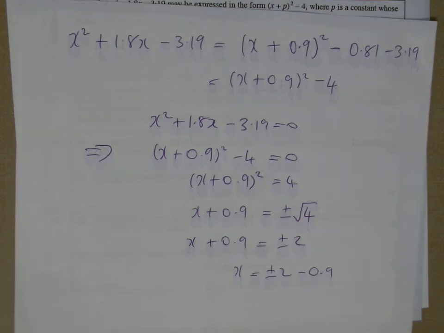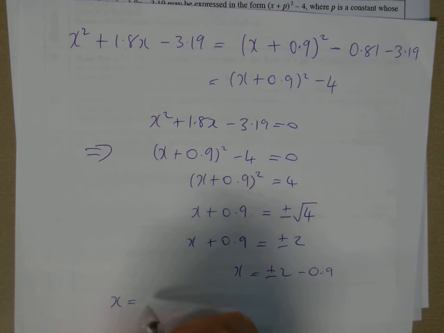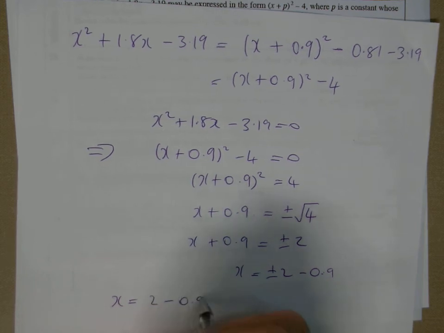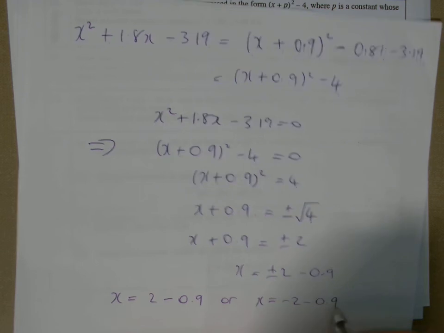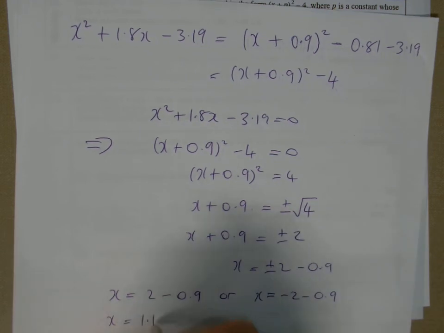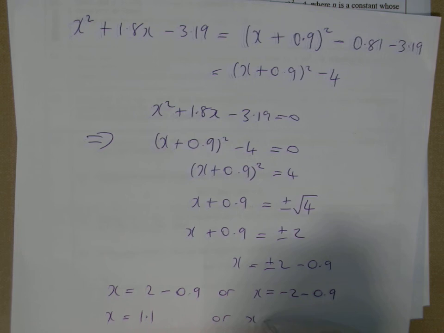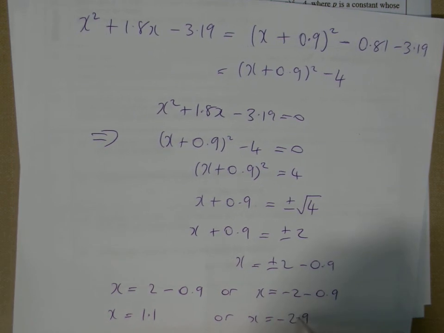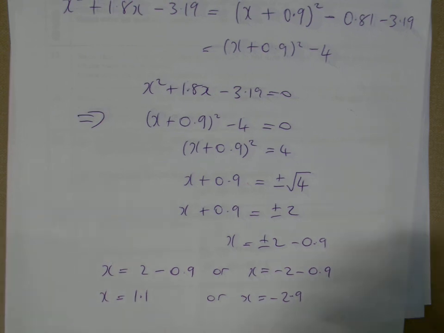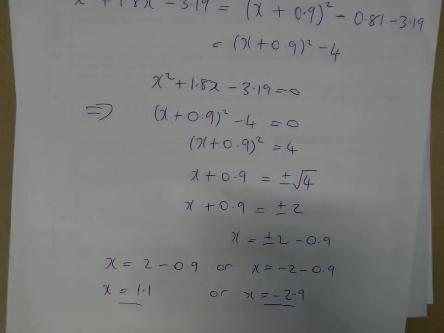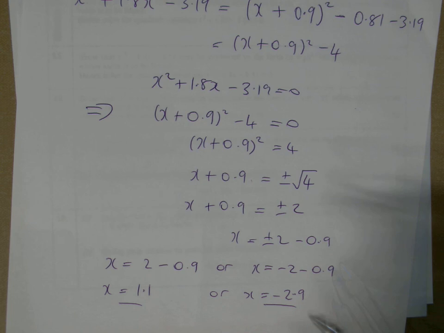Okay? And then you've got two options. You can say, look, either x is 2 minus 0.9, or x is minus 2 minus 0.9. Okay, so you get 1.1, or x is, if I work that out, minus 2.9. Okay, so I think I've done that right. Yeah, so there's your two solutions. So we've solved it, just like we've solved quadratics before, using the completing the square method.